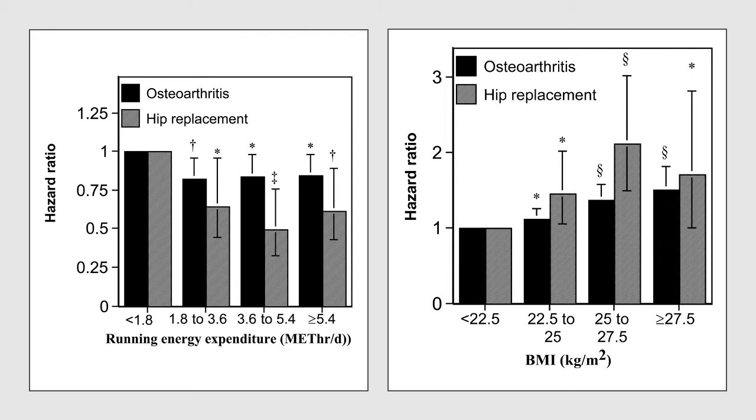However, if we look at the bar chart on the right, we can see with increasing body mass index above 22.5, the risk starts to go up. People who are even in the normal category of weight, 22.5 to 25, still have a higher risk due to their weight than people who are in the more healthy range of 22.5 or less.